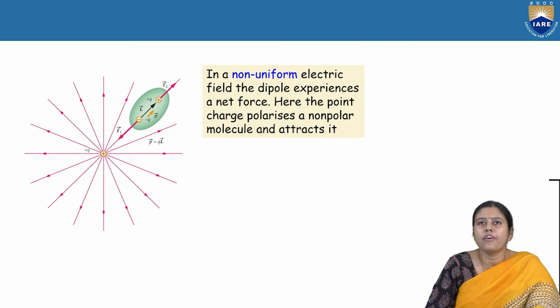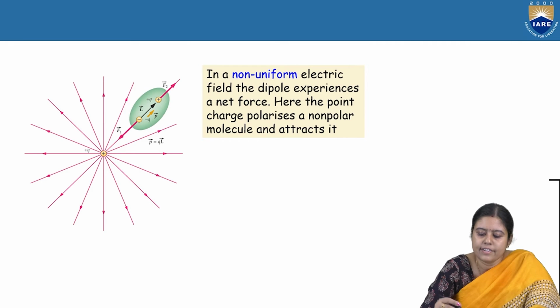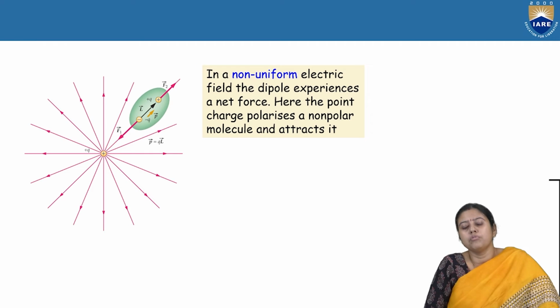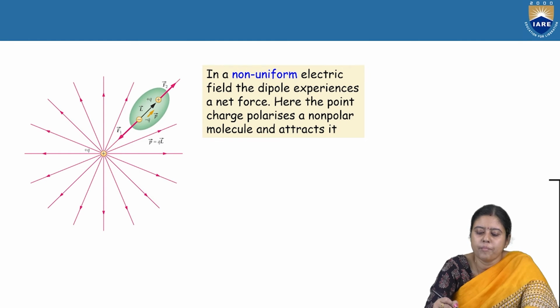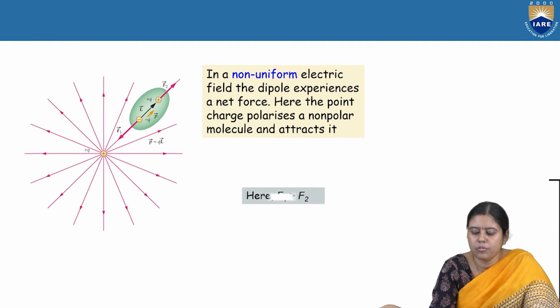In a non-uniform electric field, the dipole experiences a net force, and here the point charge polarizes non-polar molecules and attracts them. Till now we have considered the uniform field, but what will happen if the field is non-uniform? In the case of a non-uniform electric field, the dipole experiences a net force, so it will attract the polarized non-polar molecules.